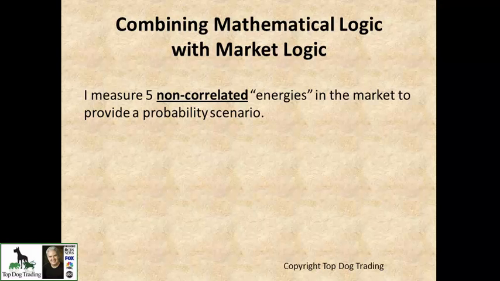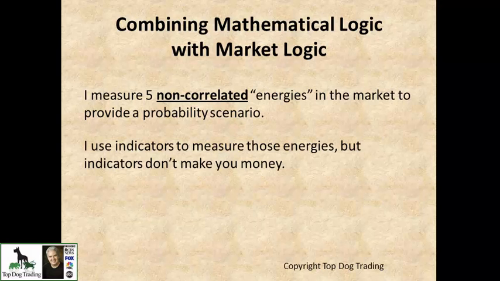So that's why I use them. I use them to give me an objective value of 5 non-correlated energies to provide a probability scenario. Think of it as 5 variables that when they all agree, puts the odds on your side. Again, it's not a certainty, but it puts the odds on your side that over a large sample of data, you're going to come out ahead. But the operative key is that they have to be non-correlated. When I'm talking about energies, I'm talking about the energy of money flowing. For example, trend, that's an energy. Momentum, that's an energy. The timing of a high or low, that's an energy. Support resistance, these are the kind of things that I'm talking about.